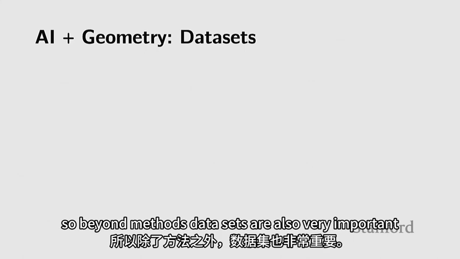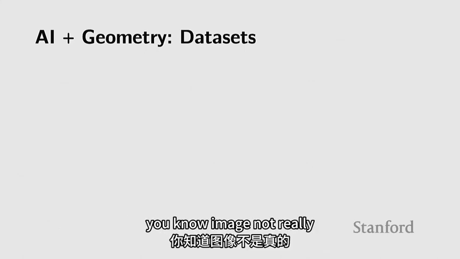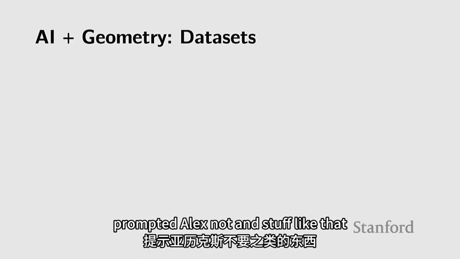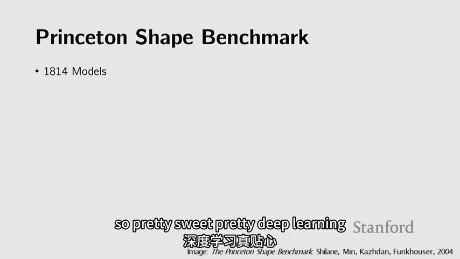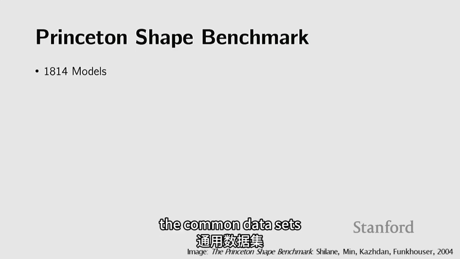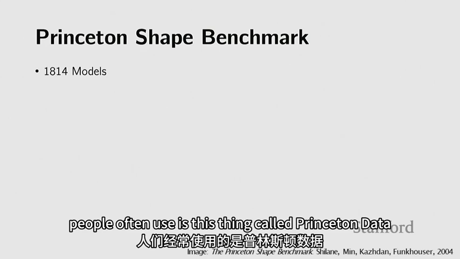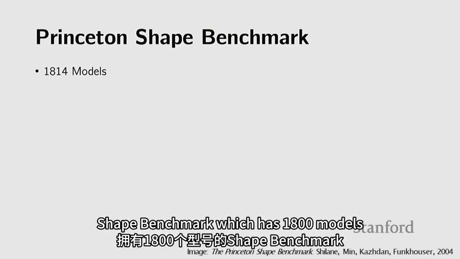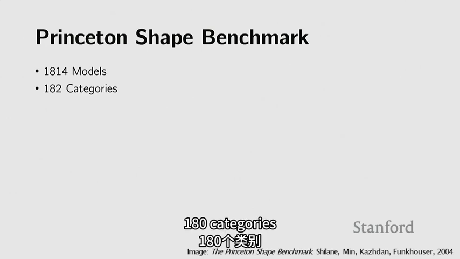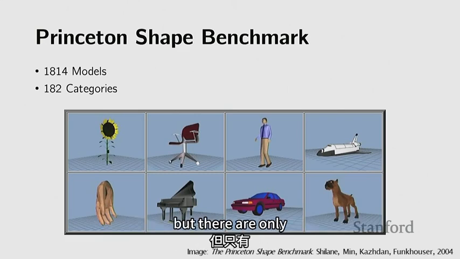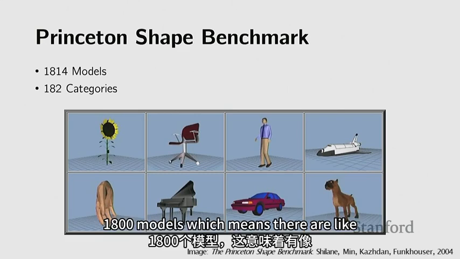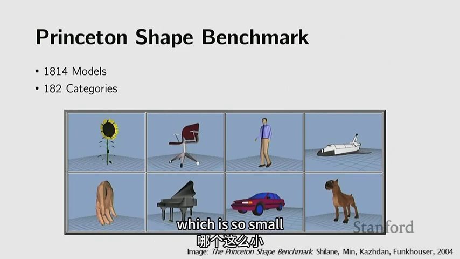So beyond methods, datasets are also very important. ImageNet really prompted AlexNet and stuff like that. So for 3D, similarly, we have to collect a lot of data as well. Pre-deep learning, the popular dataset people often used is the Princeton Shape Benchmark, which has 1,800 models in 180 categories. So you can see they actually have quite a lot of categories, but there are only 1,800 models, which means basically 10 models per category, which is so small.